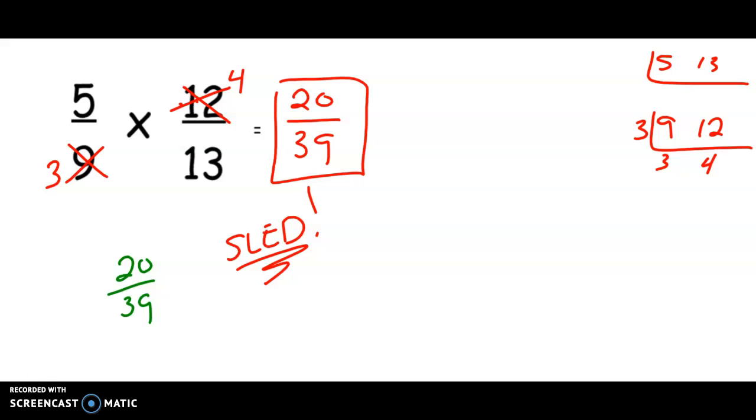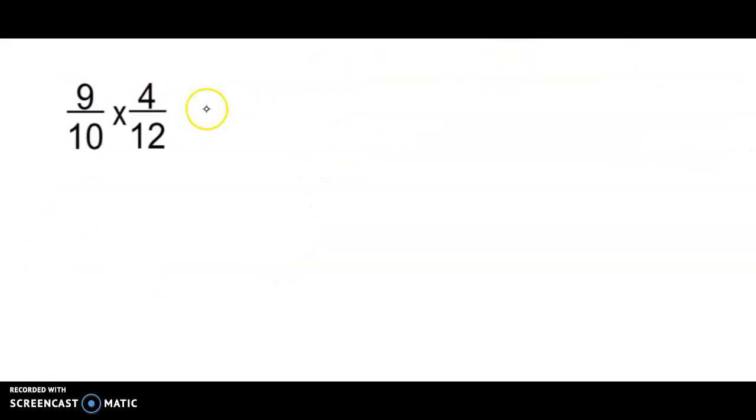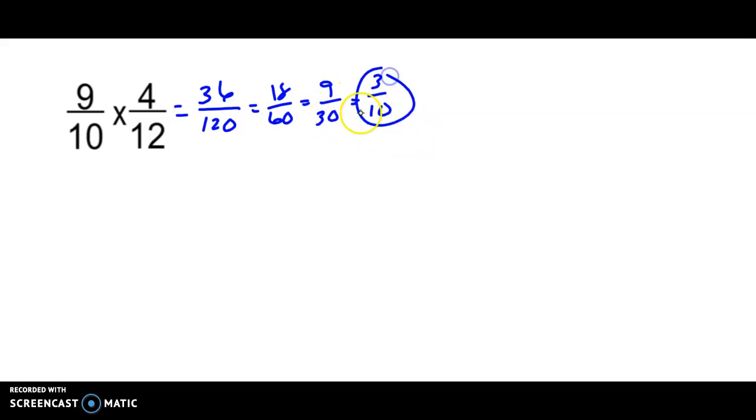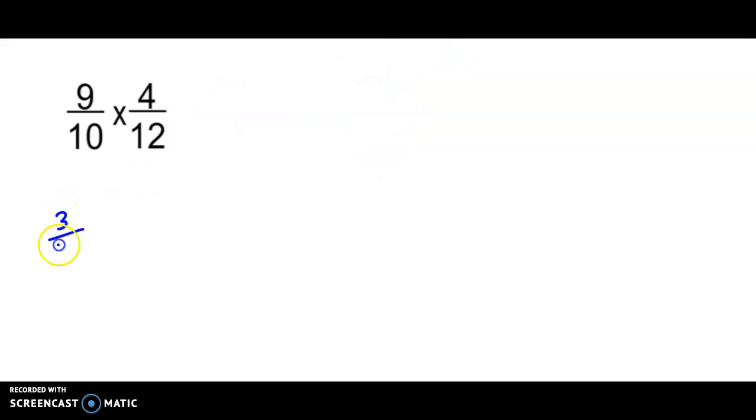Look at this next one. Now, this is going to have several. This is crazy. So we're going to go ahead and start. 9 times 4 is 36. 10 times 12 is 120. Now, I can simplify both of those by 2 and get 18 over 60. By 2, and I get 9 over 30. By 3, and I get 3 over 10. All right, so my answer is 3/10. So I'm going to now erase all this, 3/10.